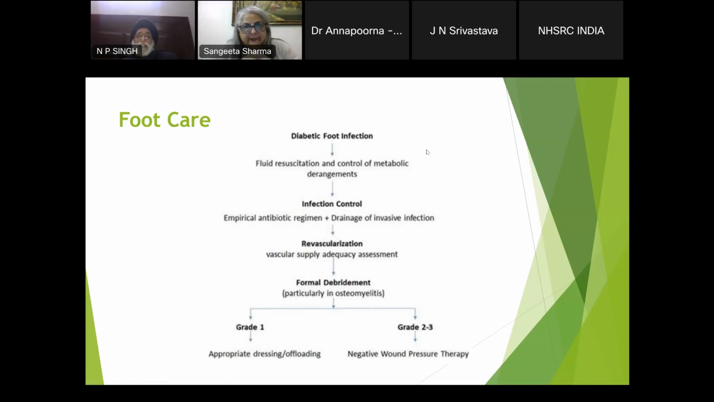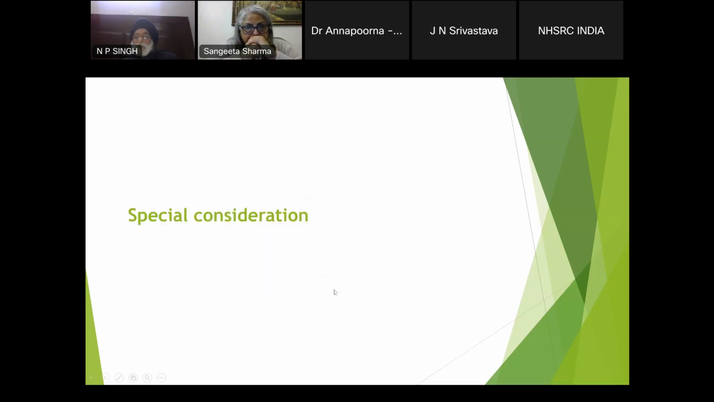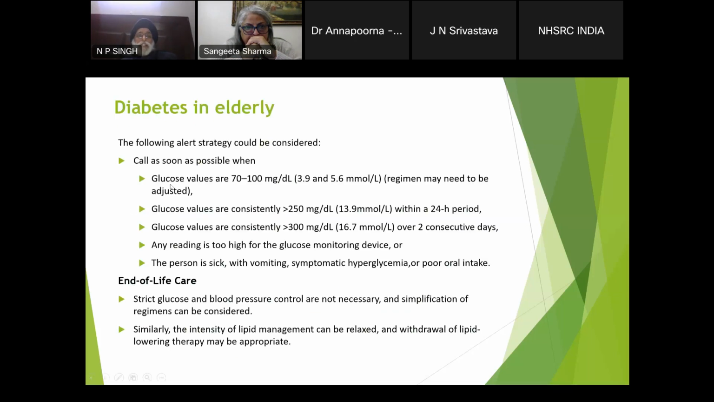Similarly, revascularization and finally debridement may be required. Now, Dr. Sangeeta did talk about two important extremes of age. One important is the elderly person. What should be our strategy for treating diabetes in them? Glucose values have to be maintained at this level. If they are very high, then we need to talk about the things.